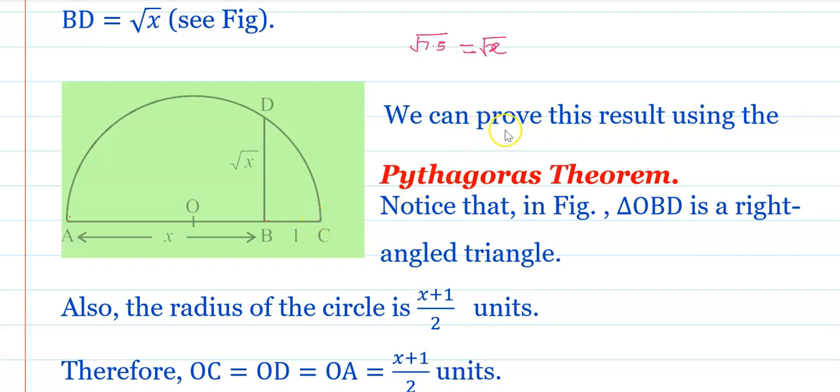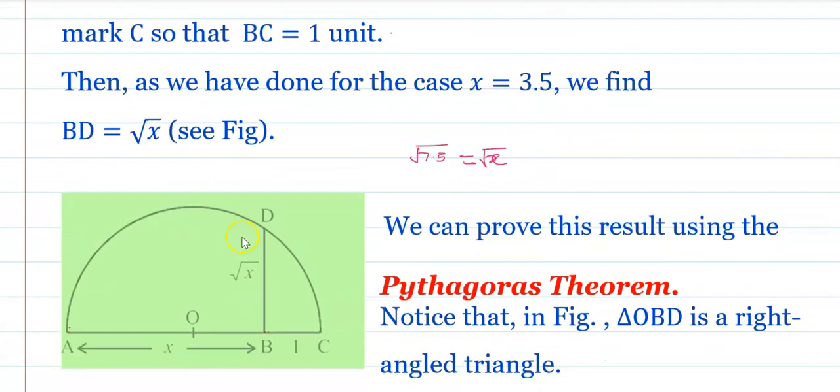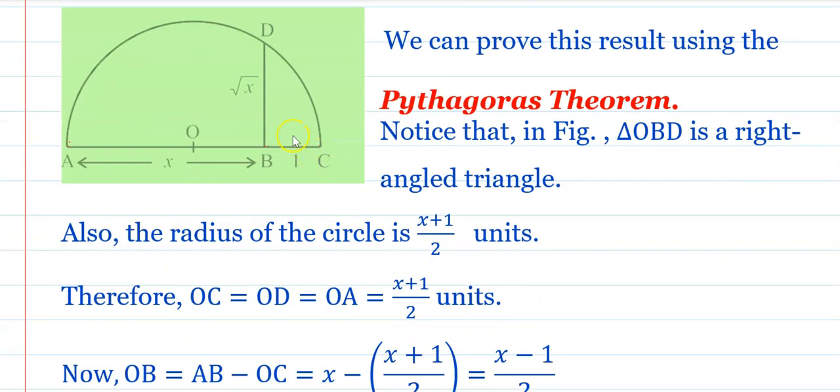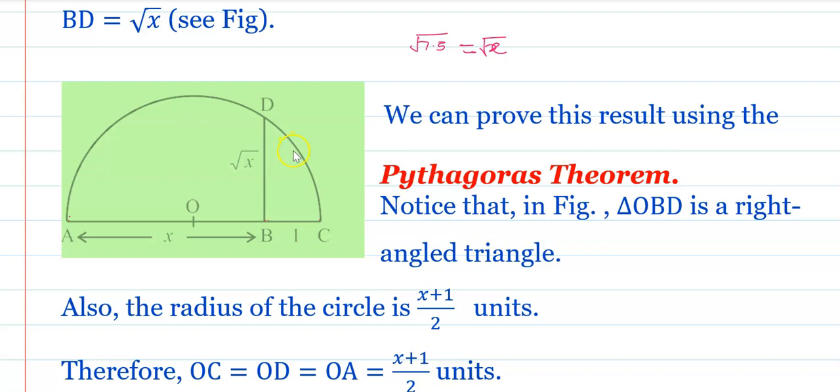We now prove that this BD is nothing but the root of x. We will prove this with the help of the Pythagoras theorem. If we take this AB distance as x, extend up to the 1 unit, take O as a midpoint, draw the semicircle, draw the perpendicular, then this distance BD is nothing but the root x.